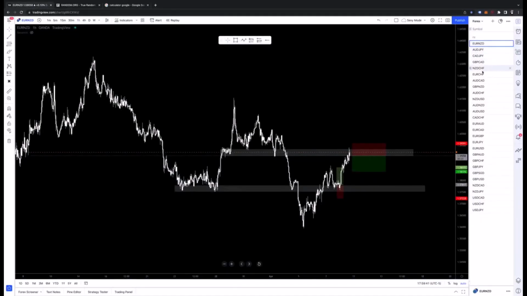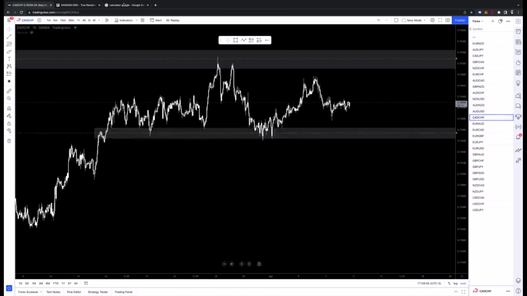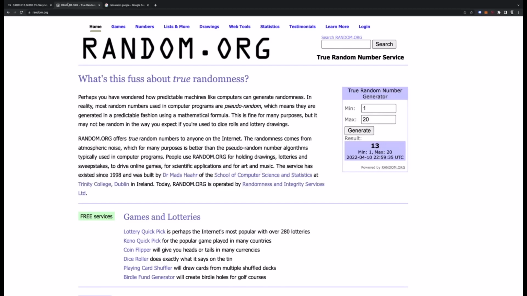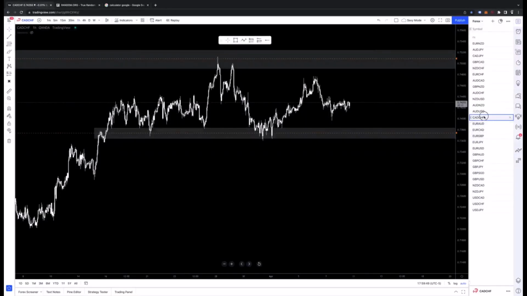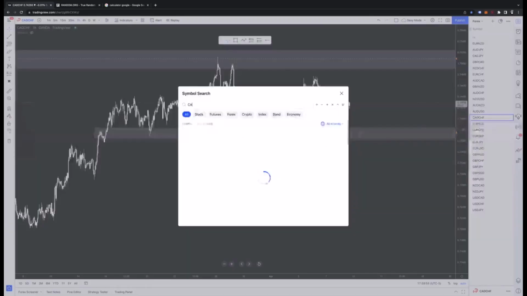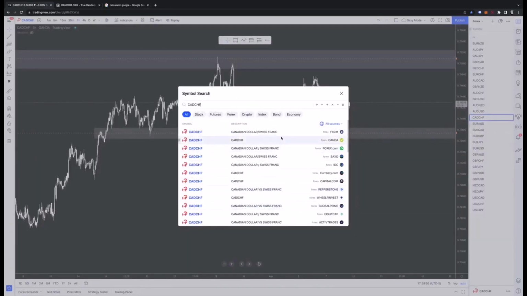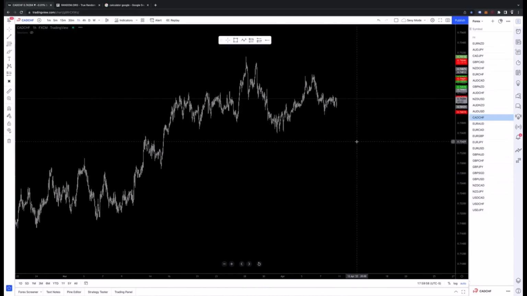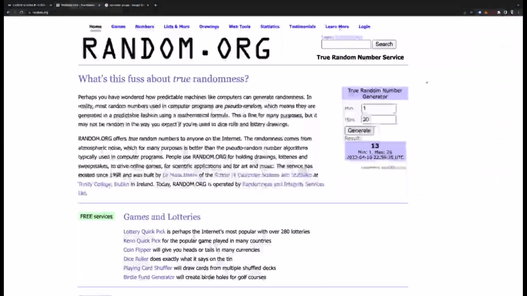1, 2, 3, 4, 5, 6, 7, 8, 9, 10, 11, 12, 13. Right? That was 13, yeah. So it's CAD CHF is the pair that we've got. I'm going to go to a different chart here, CAD CHF on FXCM. And we're going to scroll back to the count of 3.